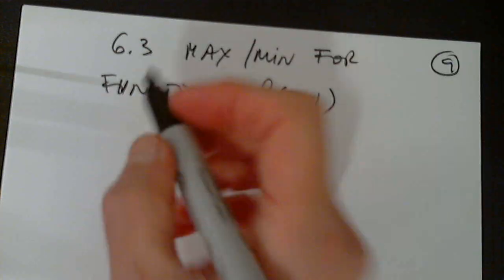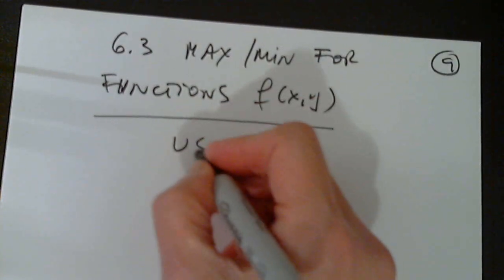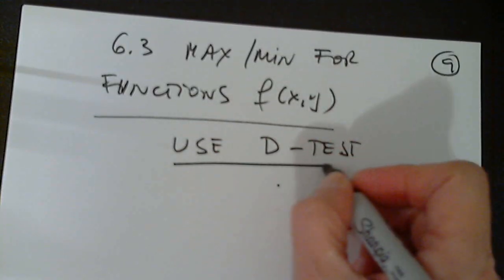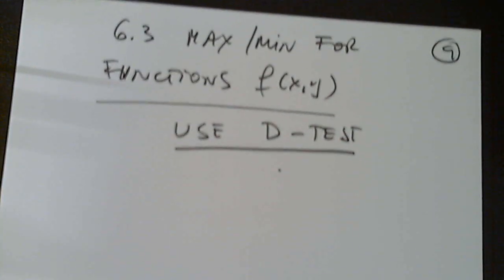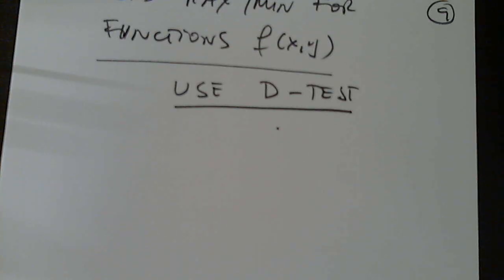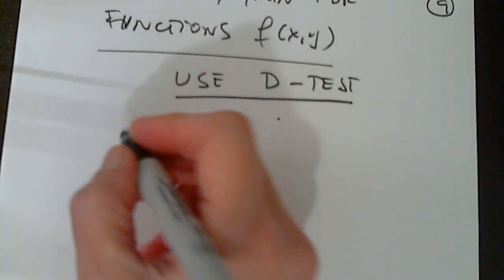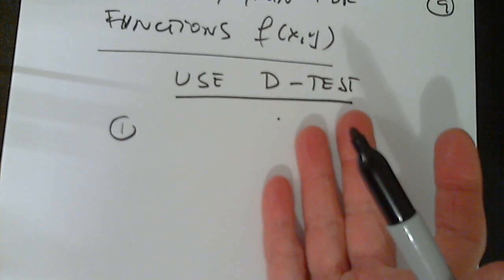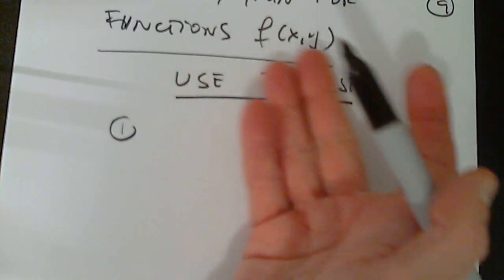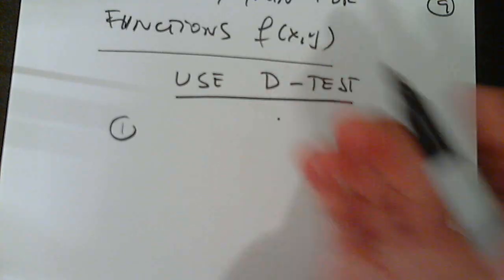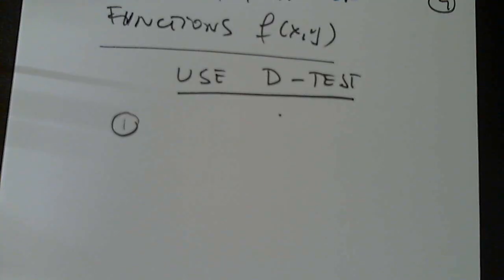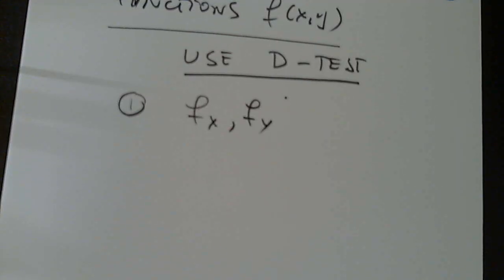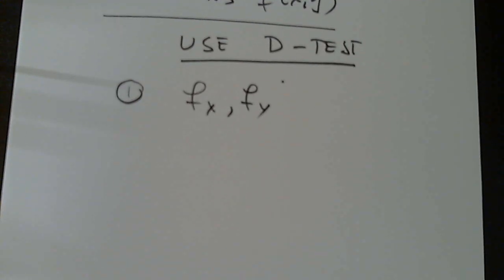Good. So we're going to use the d-test. What is the d-test? Step number 1. The d-test is what we have to use to find max min for functions of two variables. So first step, find fx and find fy for the function that we want to find the max min for.